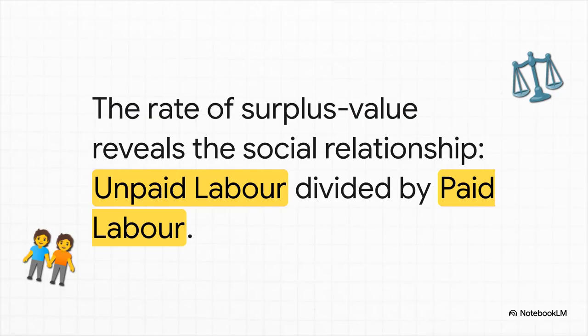And there you have it, the third and final formula in its starkest possible form. The rate of surplus value is the ratio of unpaid labor to paid labor. For Marx, this is it. This is the essential social relationship with all the economic mystification stripped away. It's not about value or time anymore. It's about what's paid for and what's not.